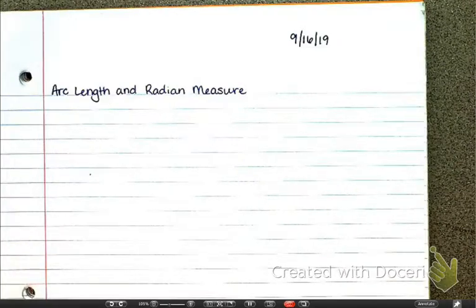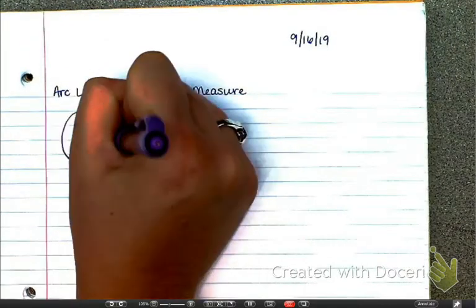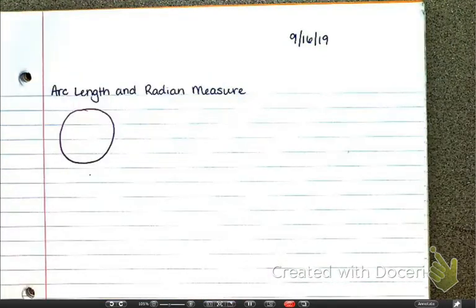Okay, so we are going to talk about arc length and radian measure in this one. So let's talk about arc length first. What do you think an arc is when we're dealing with a circle?